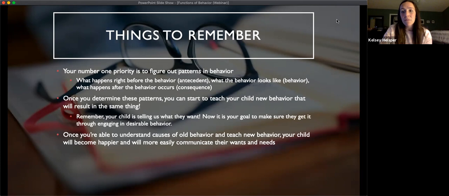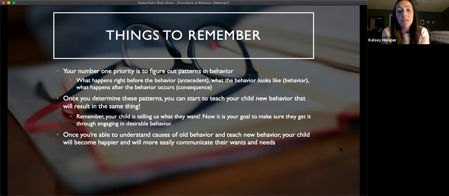And then just some things to remember real quick here. Your number one priority is just to figure out patterns in the behavior: what happens right before, the antecedent, what the behavior looks like, and what happens after, the consequence. Identifying those things can be really helpful and can show you why a behavior is happening. Once you determine those patterns, you can start to teach your child a new behavior that will result in the same thing. So you want to pay attention to that function, and make sure that you're matching it with something that's going to get them the same function. Remember, your child is trying to tell us what they want, and now it's your goal to make sure that they get it through doing something desirable.